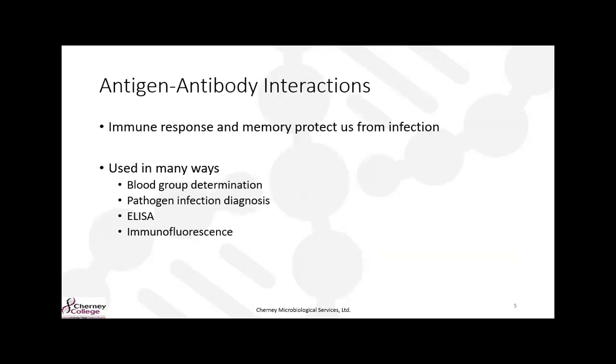So in our bodies, this interaction is an immune response that, like I said earlier, can be caused by various bacteria, viruses, or even allergens. The immune response creates memory and protects us from further infection in the future. But this interaction can also be used in other ways, like blood group determination, where they tell you whether you're blood type A, AB, or O. It can also be used in pathogen infection diagnosis, as well as ELISA testing, very similar to the alpha testing that I'll be discussing today, and immunofluorescence.